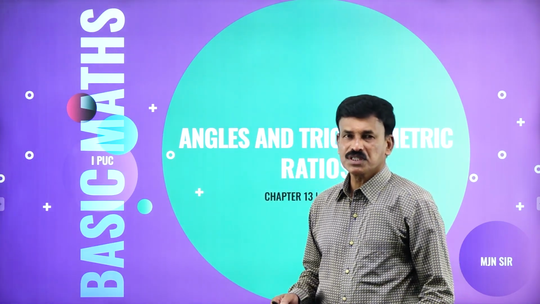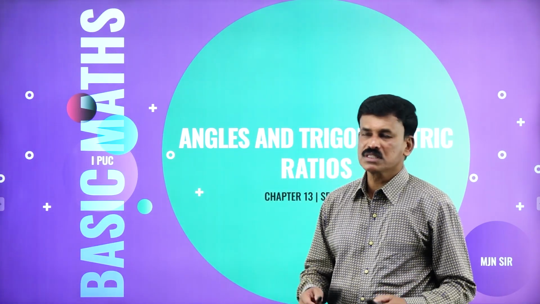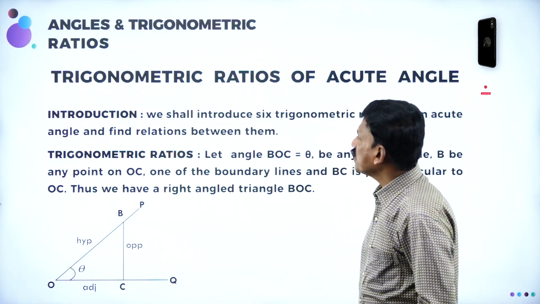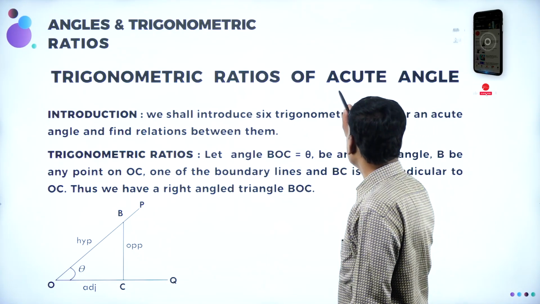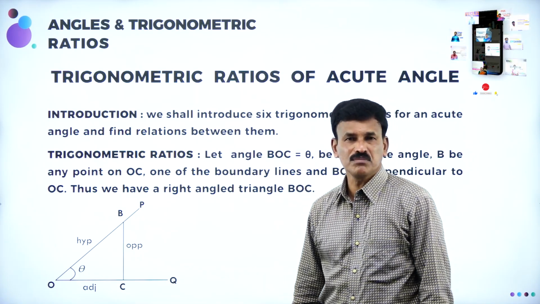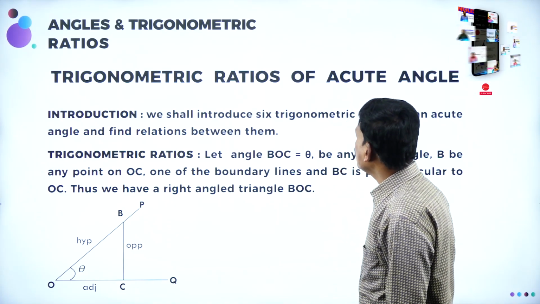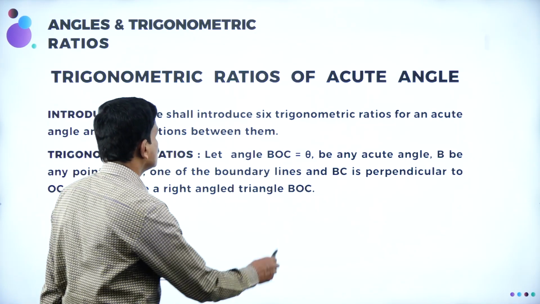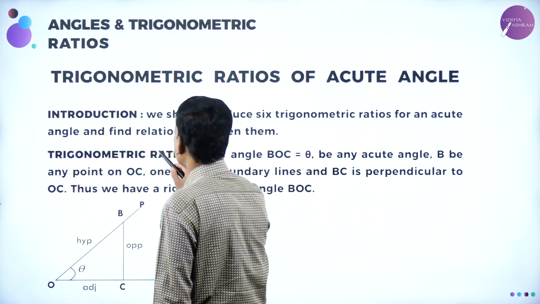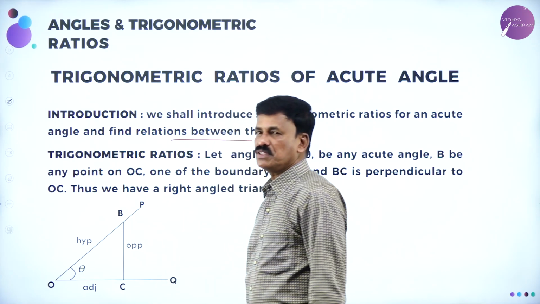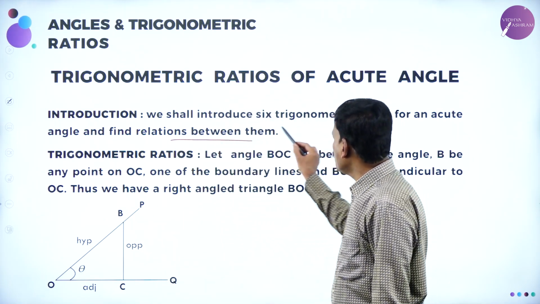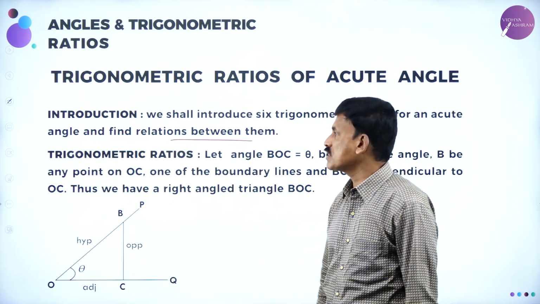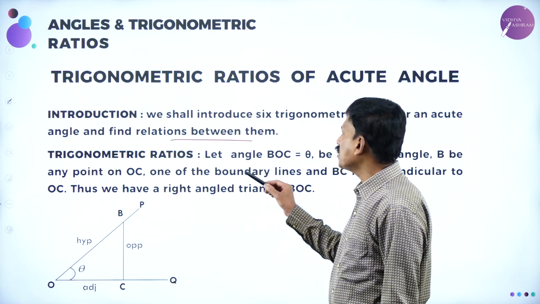Today in this session I am going to discuss a very important concept, that is angles and trigonometrical ratios. The very important concept is trigonometric ratios of an acute angle. So here in this session we are going to introduce the 6 trigonometrical ratios of an acute angle and also find the relation between them.